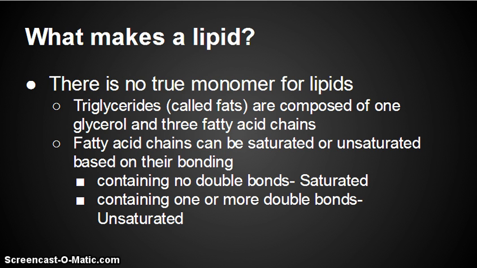That fatty acid chain can be saturated or unsaturated, and that's based on their bonding. So we know that saturated fats are bad for us. Well, they contain no double bonds, and they are usually from animal fats, and they're solid at room temperature. If they have one or more double bonds, they're unsaturated, and they actually come from plants generally. Even though you might find them in nuts, their oils, which is actually where the lipid comes from, are liquid at room temperature.